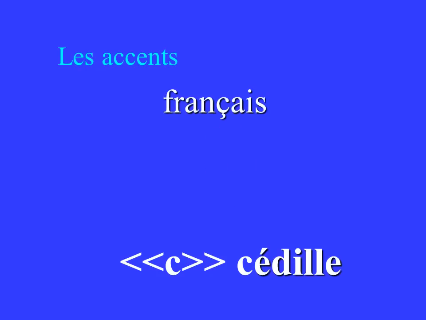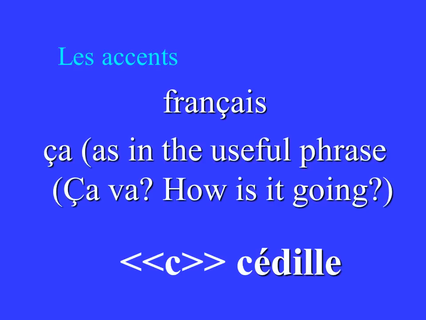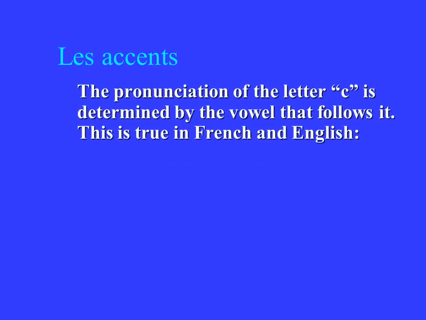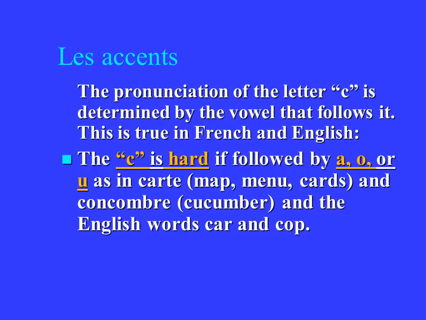For instance, a very important word for French is français. And you see that cédille there. And then ça, as used in the useful phrase ça va, how is it going? And you can also answer with ça va, it's going. And it's very important to understand why we're using the cédille. When the C is hard, it's followed by an A, O, or U, as in the French word carte. Map, menu, cards. Notice cards in English. Concombre, cucumber. And this rule is the same in English as well.